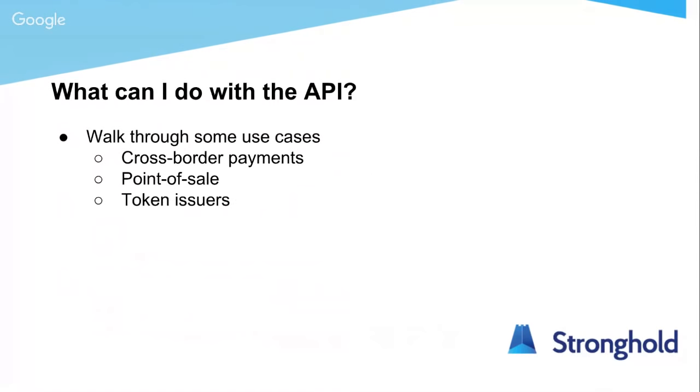Okay, so now that we've gone through that, let's start to talk about some of the things you can do with the APIs. So let's walk through some use cases. We'll run through three: cross-border payments, point of sale system, and then we'll talk about token issuance.